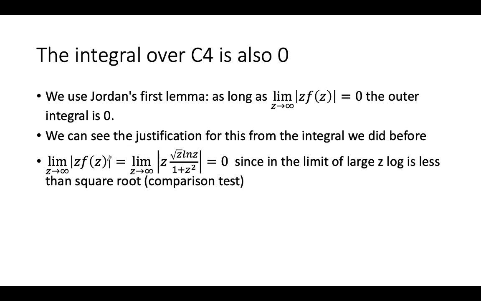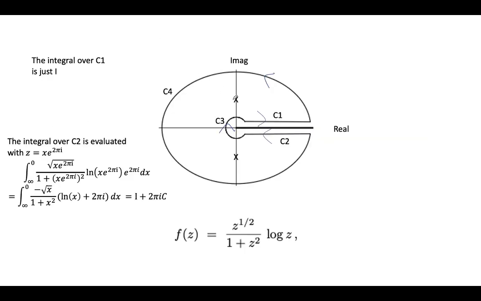We look at this limit: z root z ln z over 1 plus z squared. And you see that this numerator is less than z squared. So this limit must be 0, because ln of z in the large z limit is less than the root of z. And this would have to be root of z for this to not be 0. So by the comparison test, this limit is 0, the integral is 0. Cool. So the two remaining integrals, C1 and C2.